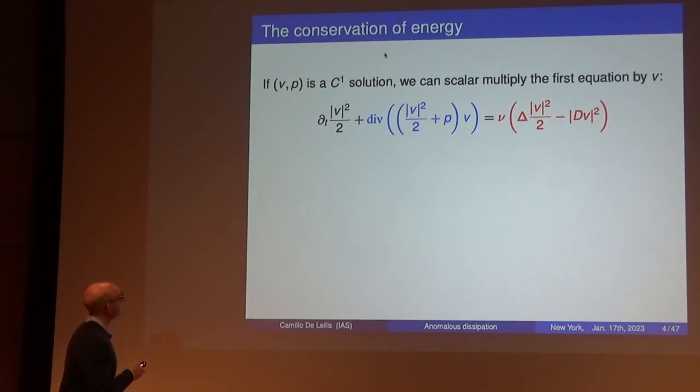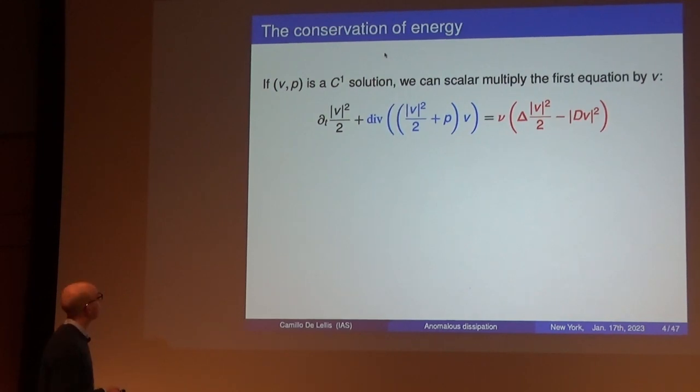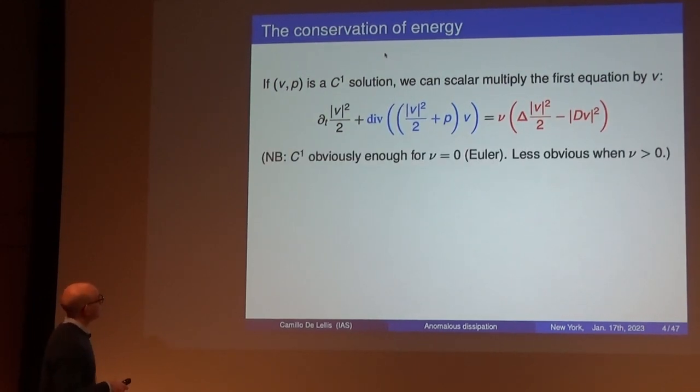So that time derivative is equal to this divergence term, which is a flux, and this term, which is a dissipating term. Actually, this one is also a flux. What is really dissipating is this term, which comes with a negative sign. Now, C1 is enough.